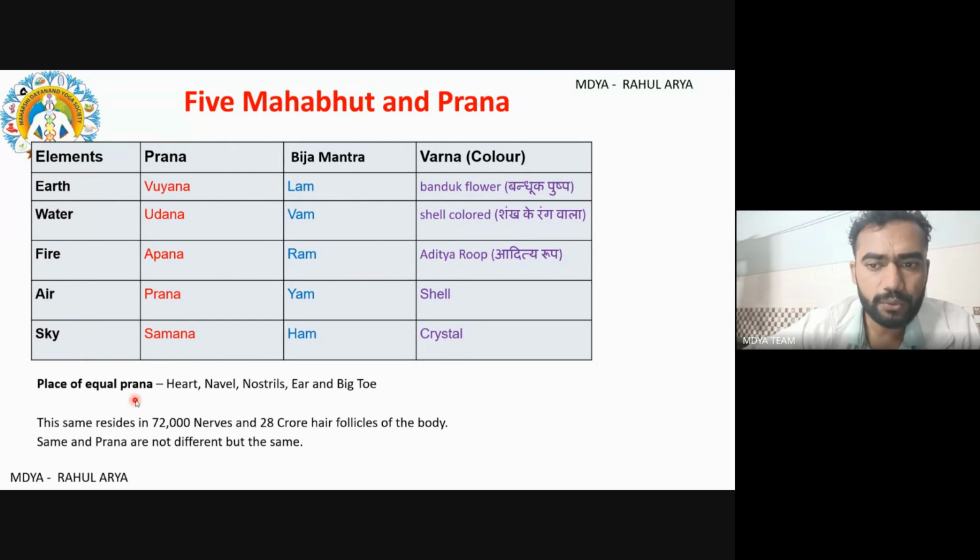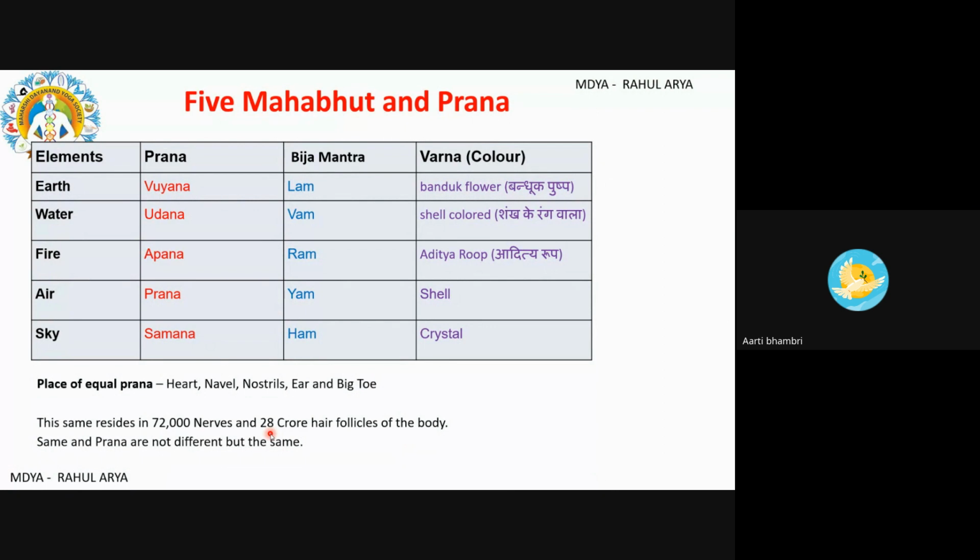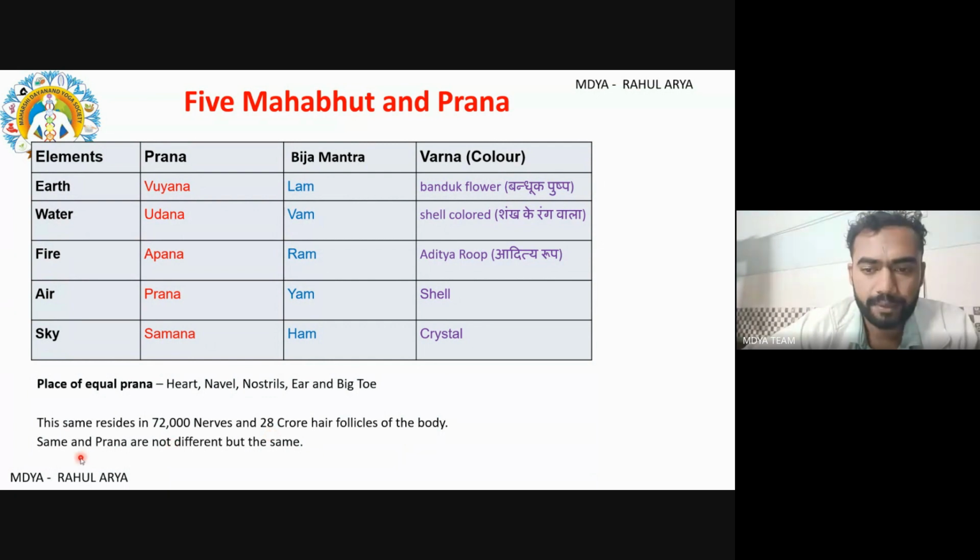The place of equal prana: heart, navel, nostril, ear, and the big toe. This same resides in 72,000 nerves and 28 crore hair follicles of the body. Note down it. How many hair follicles do we have? 28 crore. Note down it, okay?